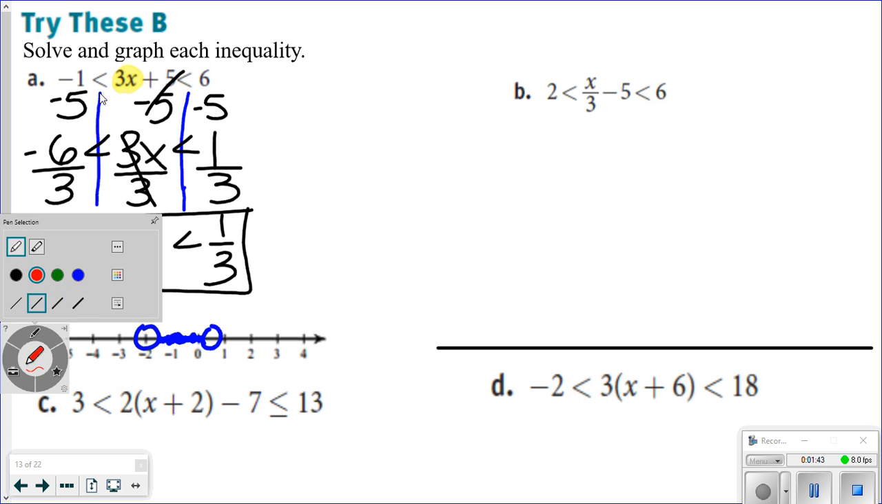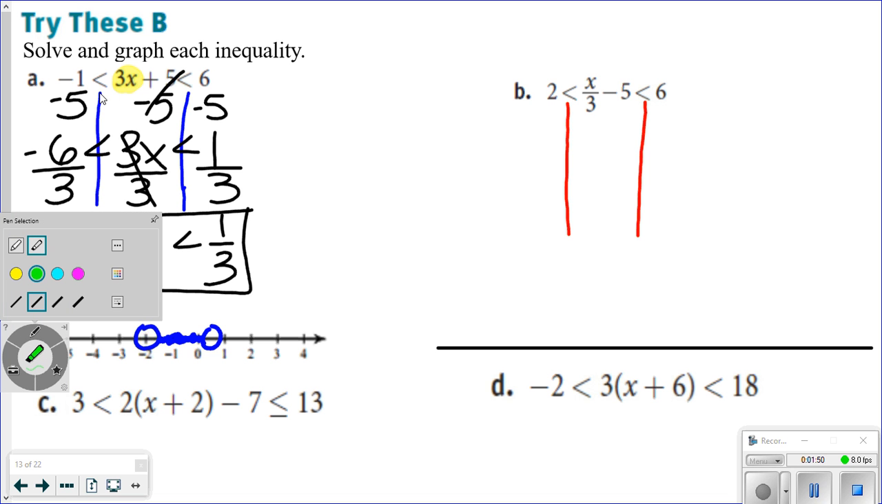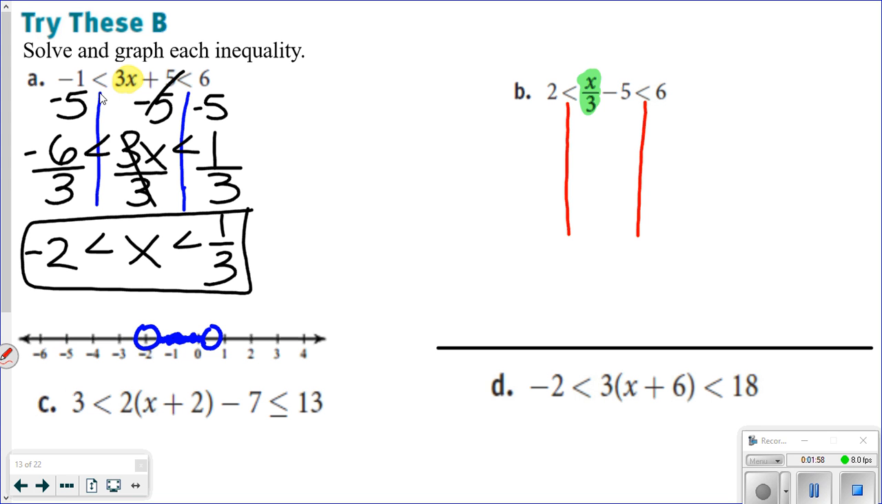Question B. Draw my lines down to keep myself organized and balanced. We want to work from the center to the two outsides. So we want x divided by 3 alone. So what I need to do is get rid of the -5. So add 5 to the middle, to the left, and to the right. Whatever I do in the middle, I have to do to the two outsides. So 2 plus 5 is 7. X over 3. 6 plus 5, we get 11.